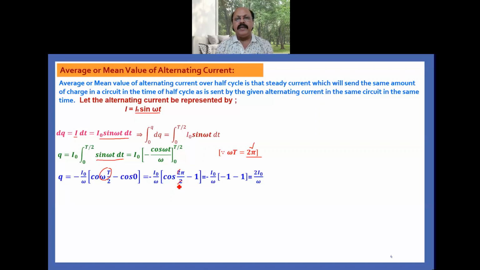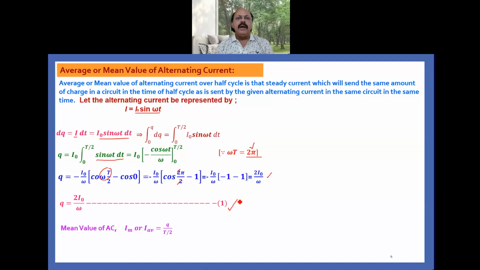Now cos pi is minus 1. So minus I naught upon omega, minus 1 minus 1. So that becomes minus 2. And this is minus and minus 2, so plus 2. So finally you will get q equal to 2 I naught upon omega, right? Now you mark this equation number 1.